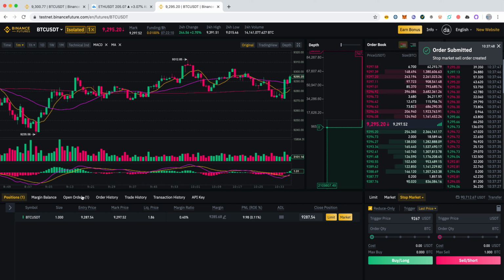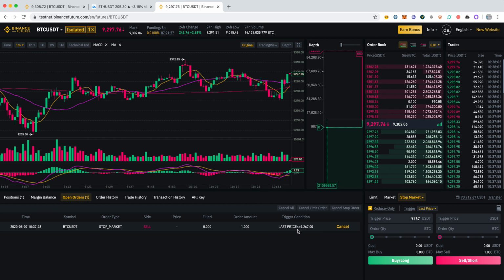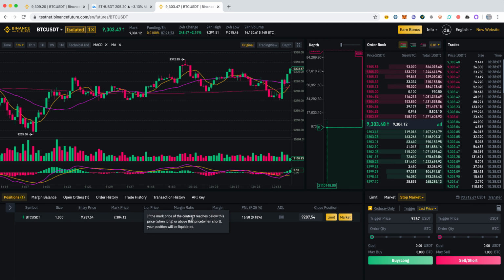This is a stop loss, and you can see it has an open order waiting. This is clear: the triggering condition is last price, which means if the current market price goes below this value, this order will be executed and my position will be closed.